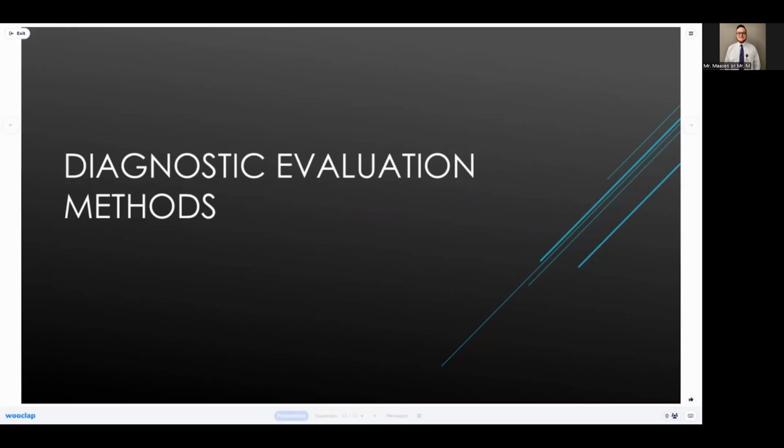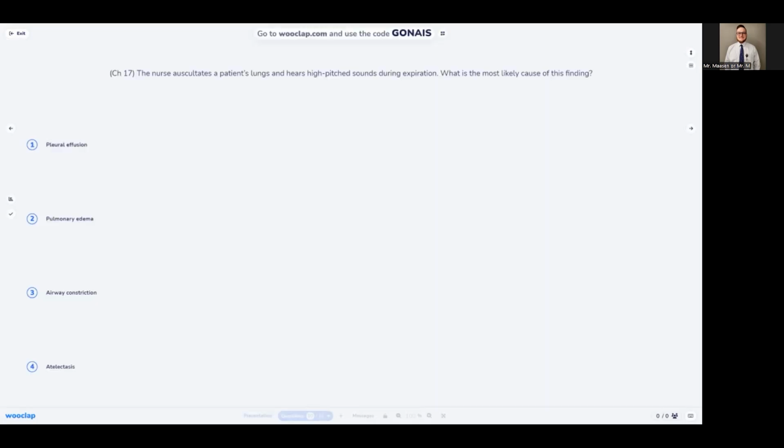So diagnostic methods around breathing. Oh, so let me ask a question too. The nurse auscultates a patient's lungs and hears high pitched sounds during expiration. I'll say high pitched musical sounds during expiration. What's the most likely cause of this finding?